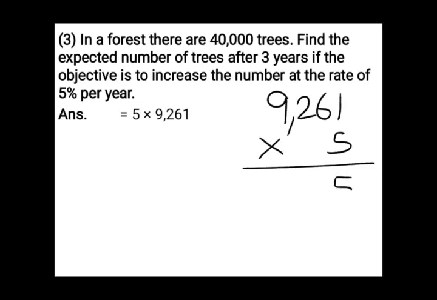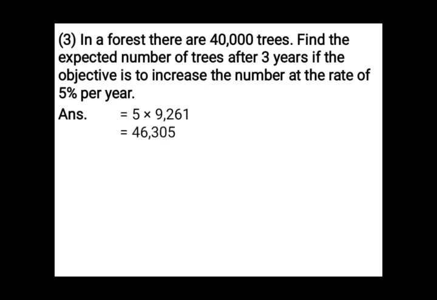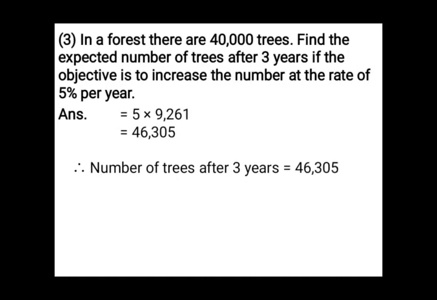5 ones are 5, 5 sixes are 30, 5 twos are 10 plus 3 is 13, 5 nines are 45 plus 1 is 46. After multiplying 9261 into 5, the answer is 46,305. That is equal to 46,305. Therefore, number of trees after 3 years is equal to 46,305.